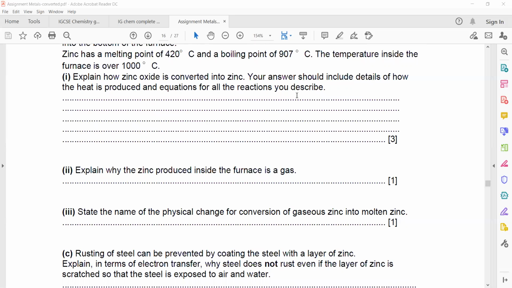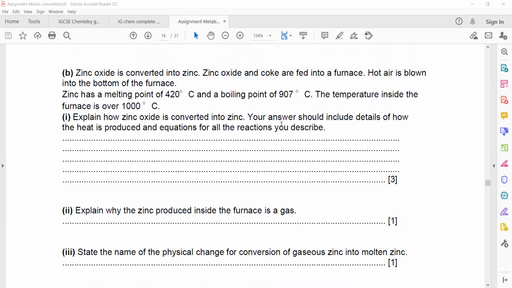Name the physical change for the conversion of gaseous zinc into molten zinc. What do we call it when gaseous zinc converts into molten zinc? When gas changes to liquid, yes, this refers to condensation.